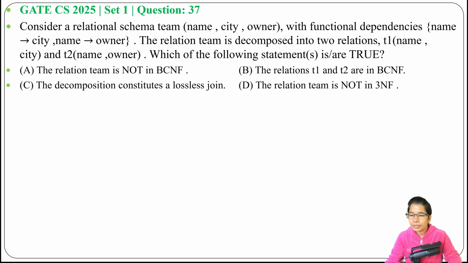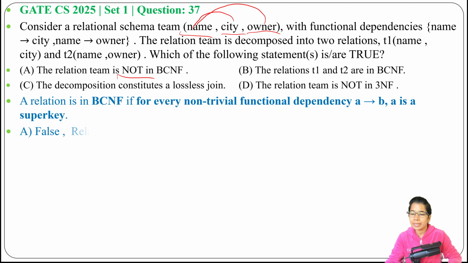Let's check the options. Option A, the relation team is not in BCNF. Now team contains name, city, owner. Here city is dependent on name, owner is dependent on name. It is not a trivial relationship, it is a non-trivial relationship, but name is the key. Hence the relation schema team is in BCNF. Here it's given not in BCNF, that's why it is false. Option A is false as the relation schema team is in BCNF.